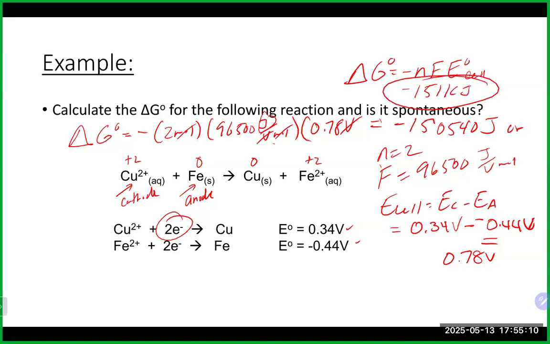This reaction is going to be spontaneous, and we see that from our positive voltage, which should give us a negative delta G, which it did. And if we calculate something like the equilibrium constant, it should be a bigger constant. Any questions on that one there? All right.